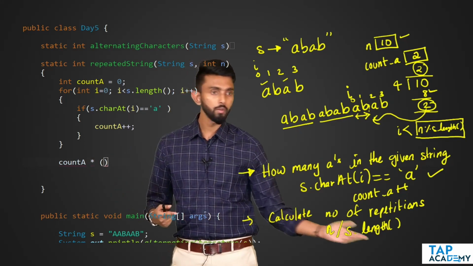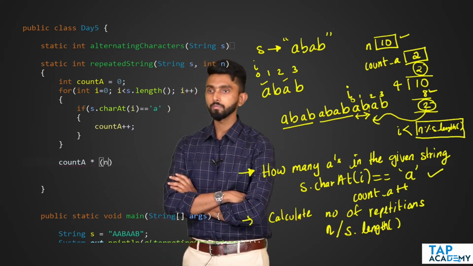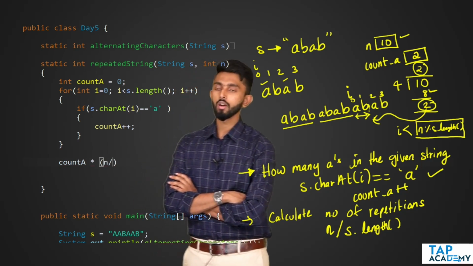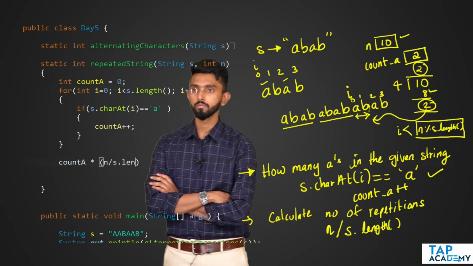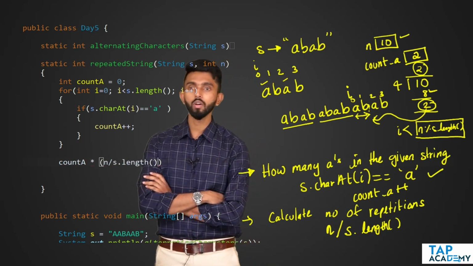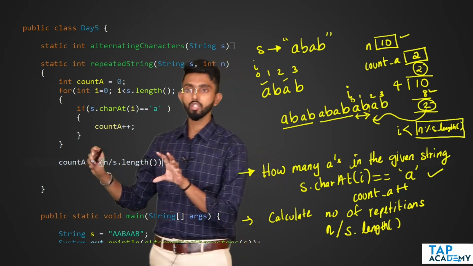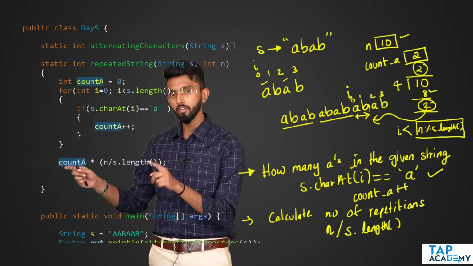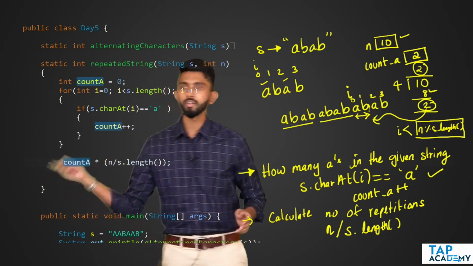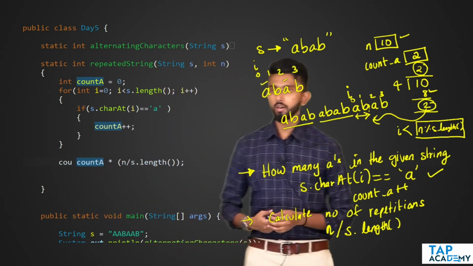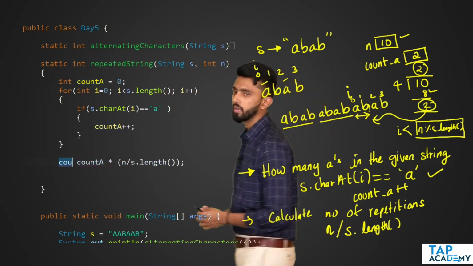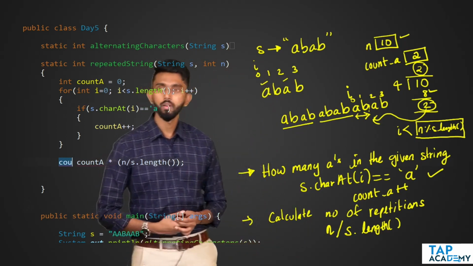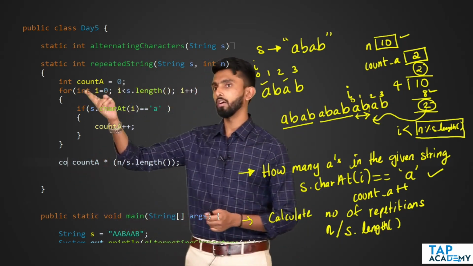And how will I calculate how many times I repeat? N divided by s dot length. And this will give me how many times I have repeated it. So, you can give it some variable name, maybe repeated count A, something like that. Okay, fine. I will store it back into count A itself.